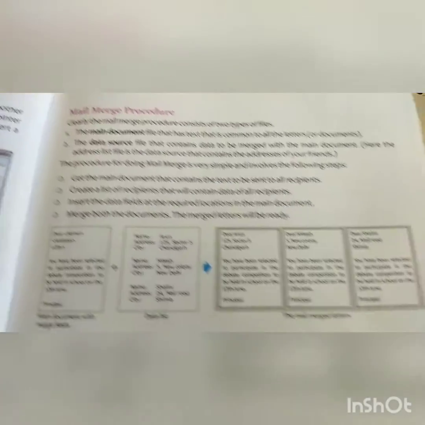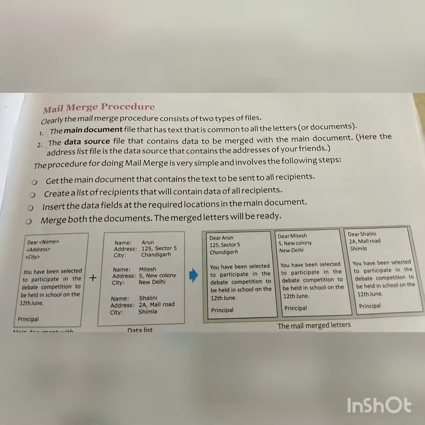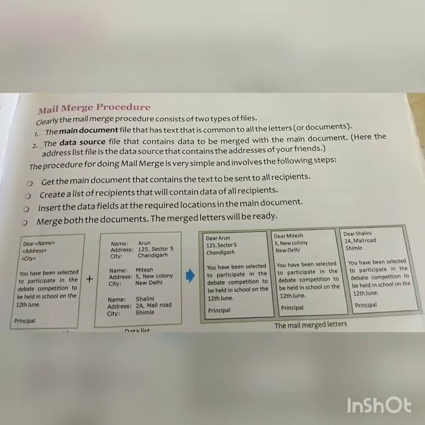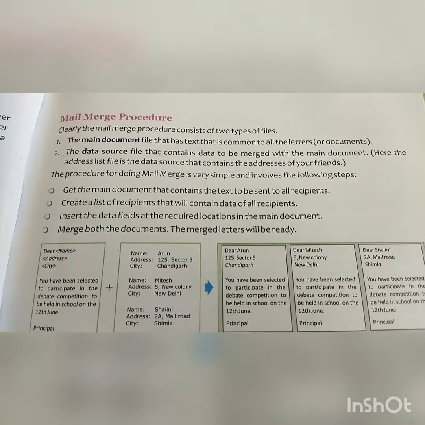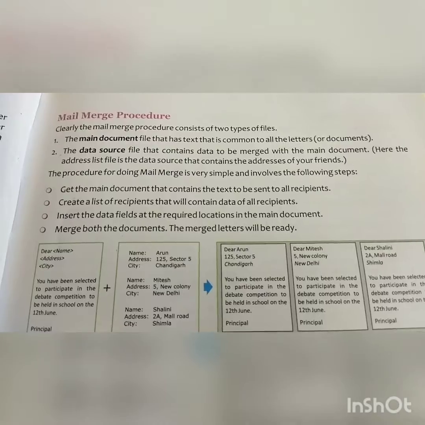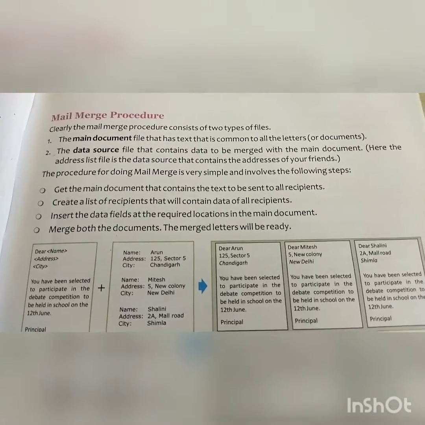In the mail merge procedure, students, there are two types of files. First is the main document, then the data source. The main document file has text that is common to all the letters or documents. The data source file contains data to be merged with the main document. An address list file is a data source that contains the addresses of your friends.